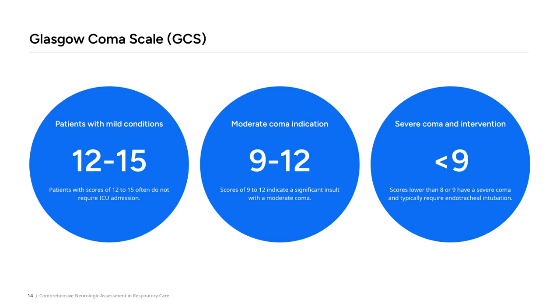Let's take a closer look at the Glasgow Coma Scale, or GCS, which is a crucial part of the comprehensive neurologic assessment in respiratory care. This scale helps us determine the level of consciousness in our patients. When a patient scores lower than 8 or 9, it indicates a severe coma. In such cases, these patients often require immediate intervention, typically endotracheal intubation, to secure their airway and ensure adequate ventilation. Moving to scores between 9 and 12, we see a moderate level of coma.